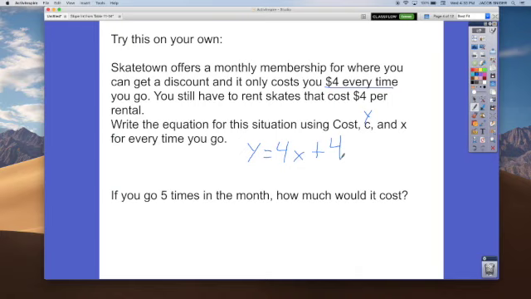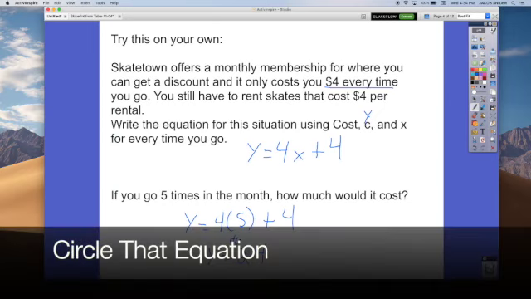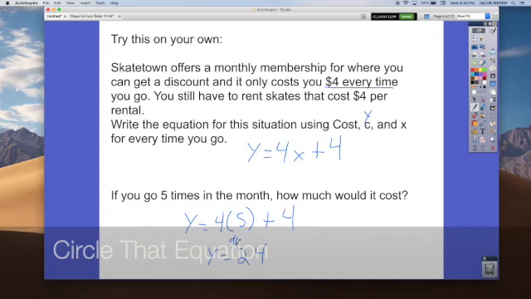My question then is, if you go 5 times in a month, how much would it cost? Well, what would I do? Y equals 4 times 5 plus 4. All right? I just plug that 5 in because that's how many times I'm going to go. And for my x, 4 times 5, 20, plus 4, so it cost me $24. All right? Questions there? Does that kind of make sense, guys? Does that kind of make sense? Okay, let's take a look at it now.